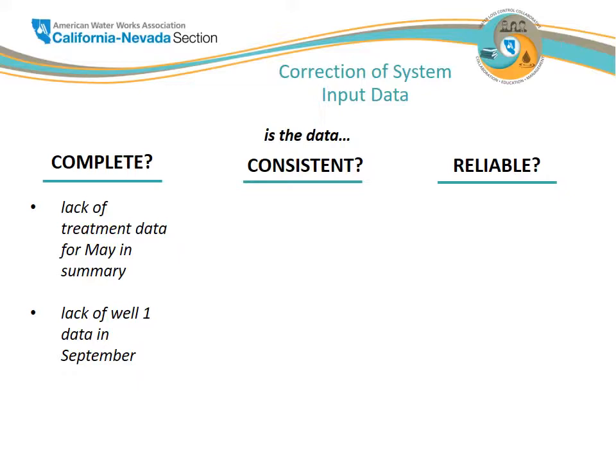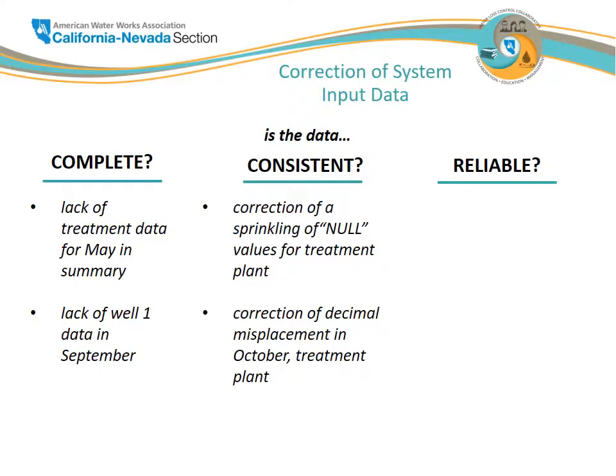I next ask myself, is it consistent? Do I have any reason to be suspicious of the data as it's presented? And once I start looking at the daily values of production and some of the more raw data, I realize that there's a sprinkling of null values. It turns out our SCADA system is somewhat erratic, so I have to back correct for some lack of daily volumes, and that bumps up my total a little bit. There was also a misplacement of a decimal, a magnitude error in one of my October readings, so I've got to go and correct that.